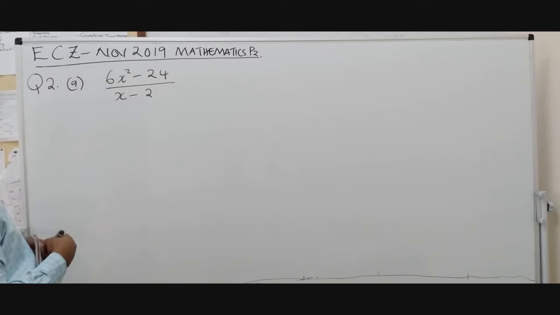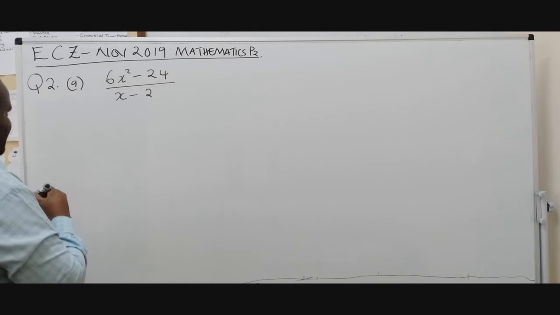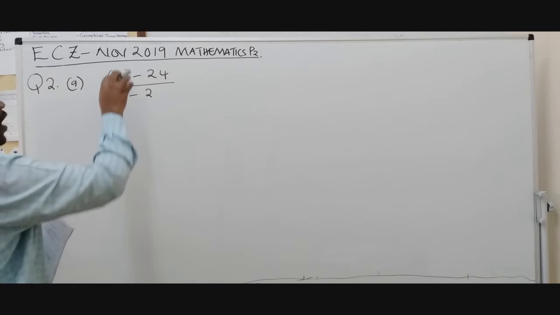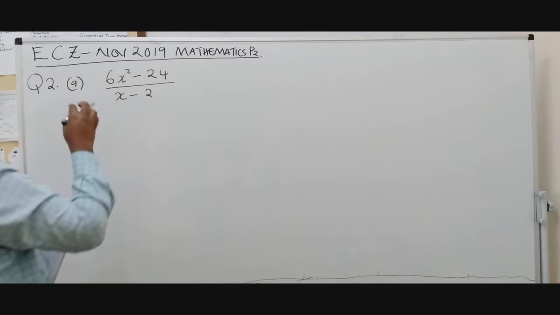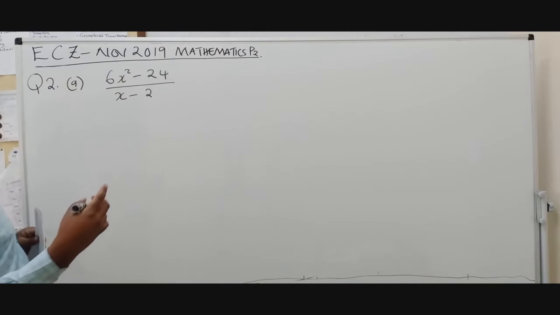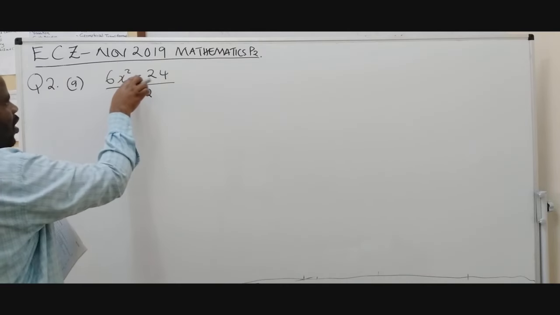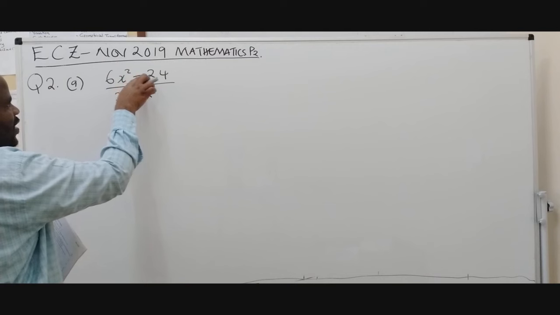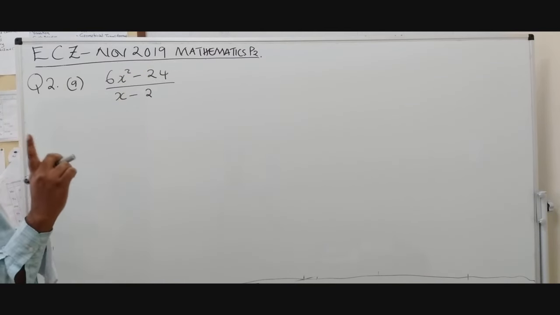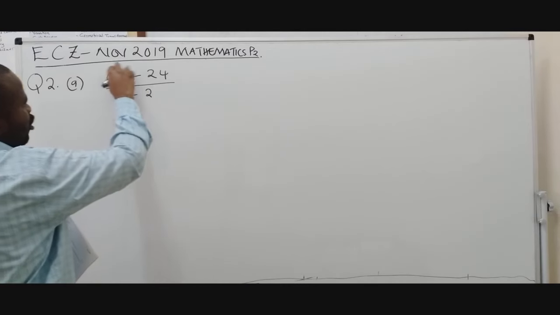So we are going to say, alright, I have 6x squared minus 24. Do I have a way of manipulating this one? You know that you cannot subtract these because they are unlike terms. Alright? Now, because of the subtraction of unlike terms, I'll think of factorizing to say, am I able to factorize this?